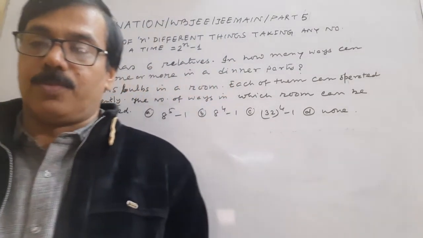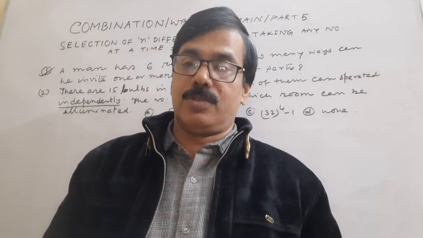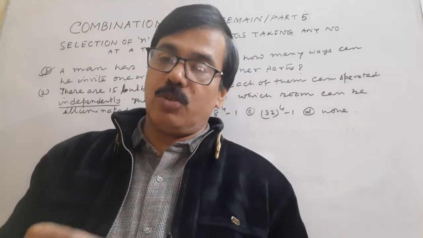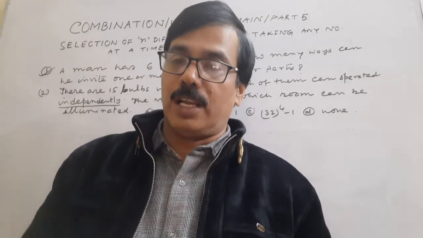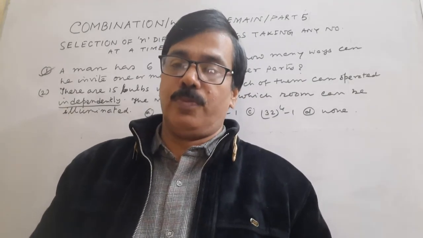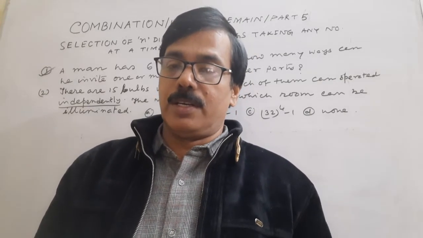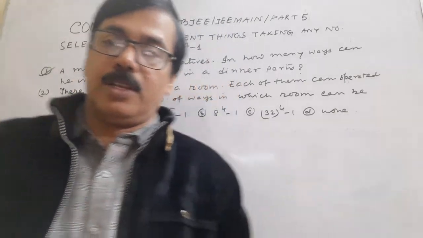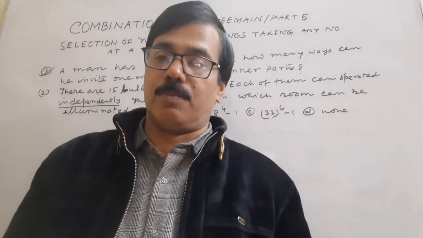So 15 bulbs. A room is illuminated means the room can be illuminated by switching on one light or two lights or three lights or all the lights. Our main aim is to illuminate the room. So with one light, the room is illuminated. For two lights also, for three lights, for all. So we are not interested in the sufficient number of lights.